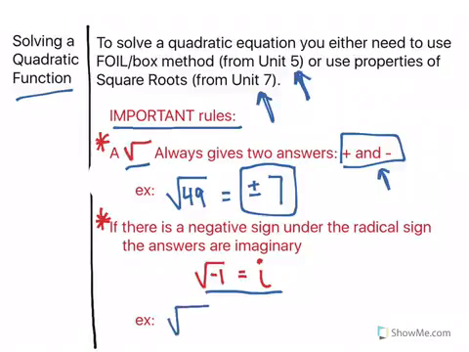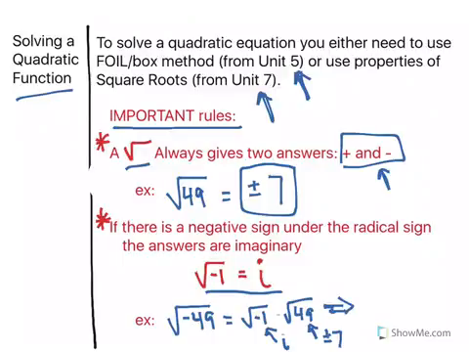So what if this example then was negative, the square root of -49? We can split this using the multiplication rule that we learned in Unit 7 into the square root of -1 times the square root of 49. So the square root of -1 is i, and we know the square root of 49 is plus or minus 7. If we put those together, we get plus or minus 7i as our answer.